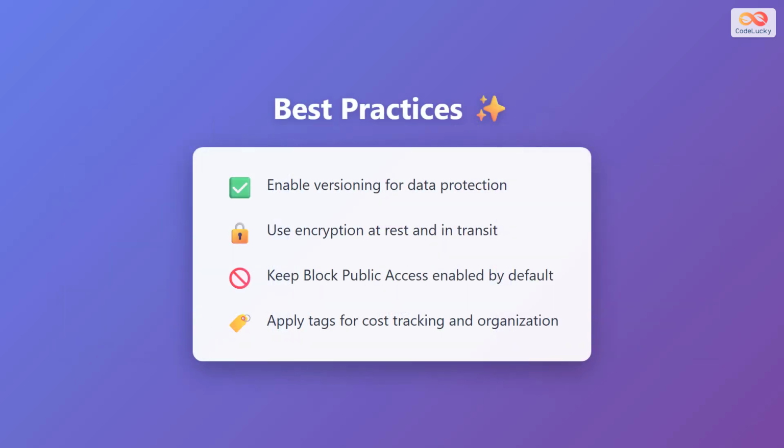Let's review some best practices for managing S3 buckets. First, enable versioning to protect your data from accidental deletion and allow easy recovery of previous versions. Second, use encryption both at rest and in transit to secure your data throughout its lifecycle. Third, keep block public access enabled by default to prevent unintended exposure of sensitive data. Fourth, apply tags consistently for cost tracking and organizational purposes, making it easier to manage multiple buckets across your AWS account. Following these practices will help you maintain secure, well-organized, and cost-effective S3 storage.